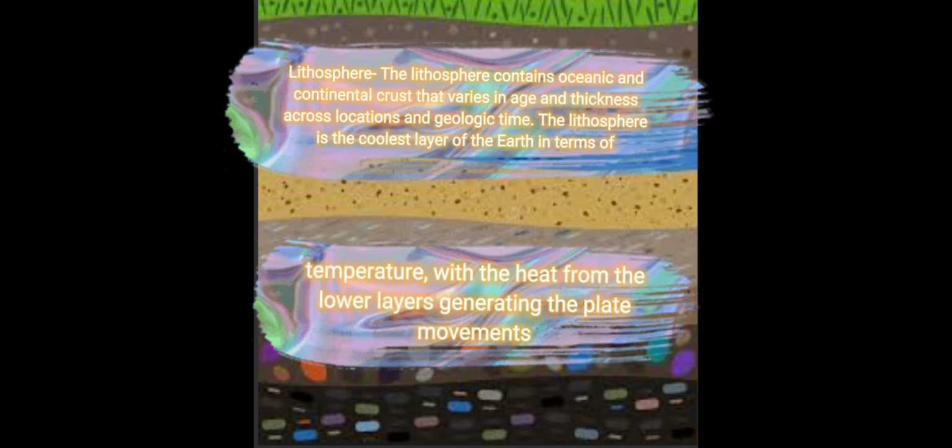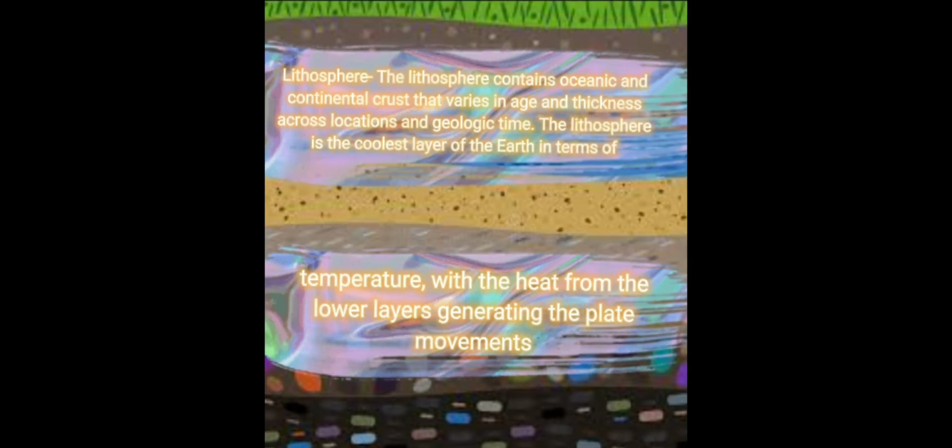Lithosphere. The lithosphere contains oceanic and continental crust that varies in age and thickness across locations and geologic time. The lithosphere is the coldest layer of the Earth in terms of temperature, with the heat from the lower layers generating plate movement.